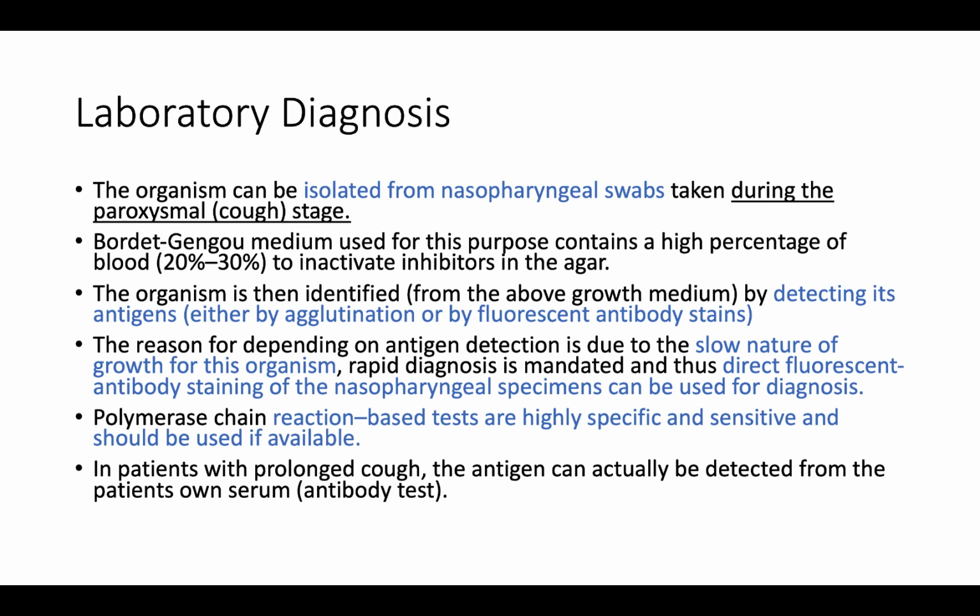So there's something called Bordet-Gengou culture media, which is a special culture media that grows this organism. If you look, I expect you'll find it in the First Aid book, and it's one of the special media that you should know. This is one of them, for pertussis. It's used for this purpose, contains a high percentage of blood, and inactivates inhibitors. Okay.